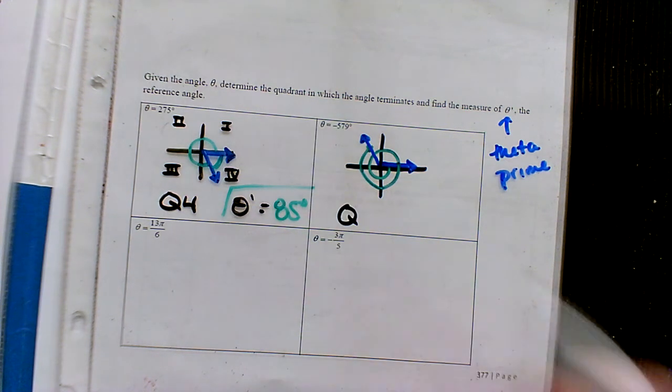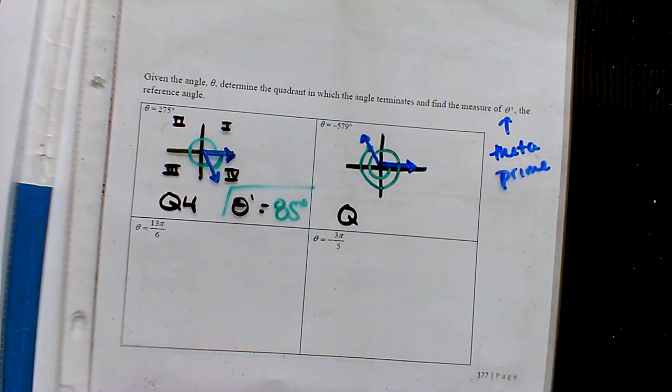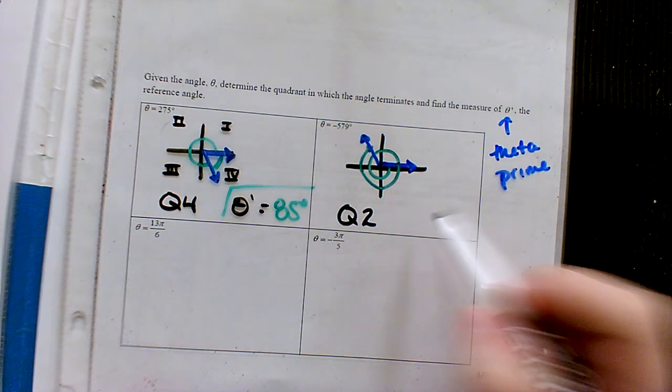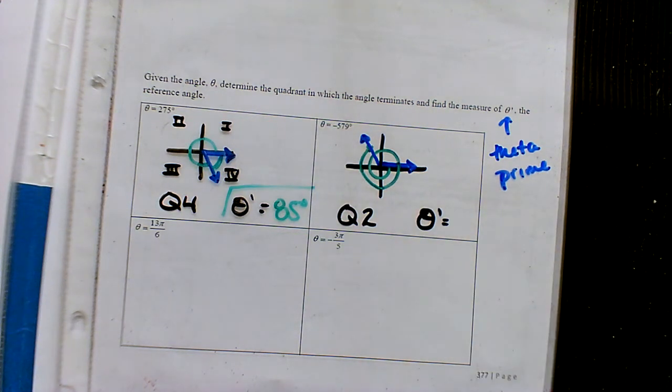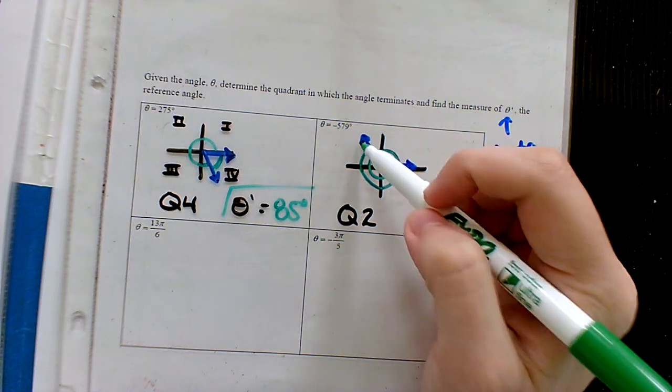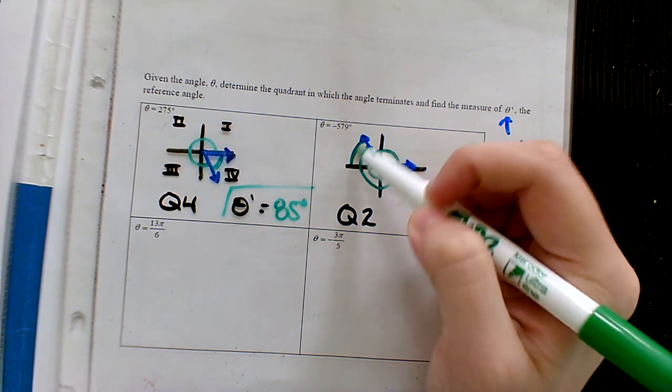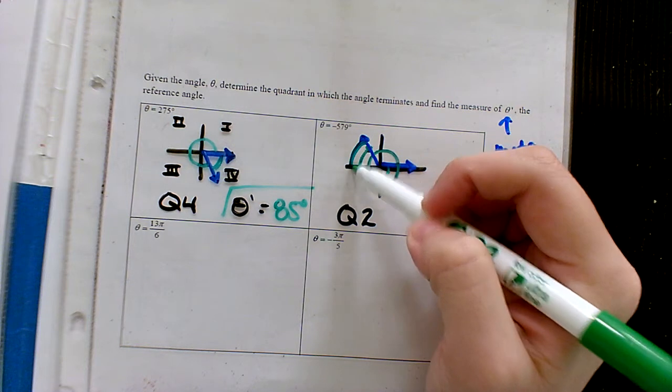Which quadrant did this angle end in? Yeah? The second. Quadrant 2, perfect. And let's see if we can figure out the reference angle. The measurement from the terminal side to the closest x-axis. So in our drawing, that would be this angle right here.